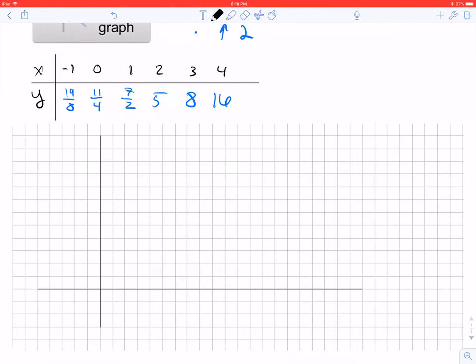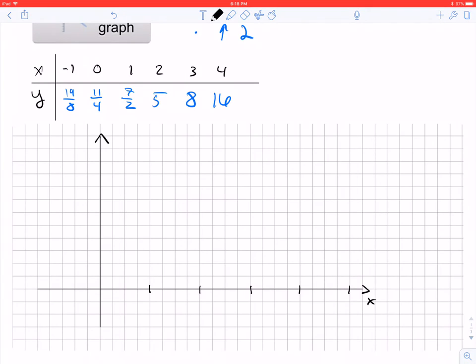So I'll go 1, 2, 3, there's 1; 1, 2, 3, there's 2; 1, 2, 3, there's 3; 1, 2, 3, there's 4; 1, 2, 3, there's 5. There's a positive x there. And my y's, I need to get up to 16. I got 1, 2, 3, 4, 5, 6, 7, 8, 9, 10, 11.